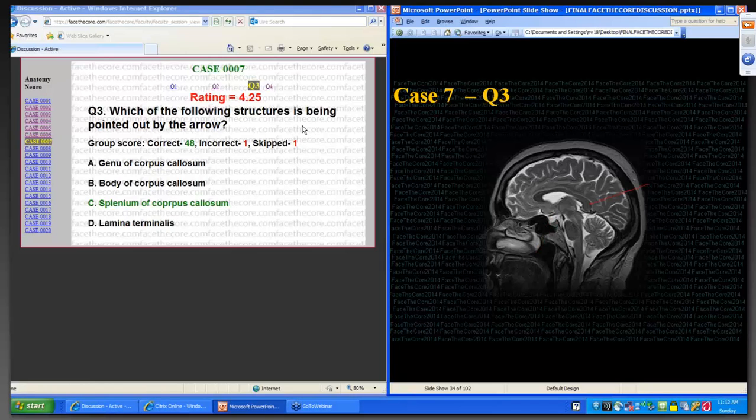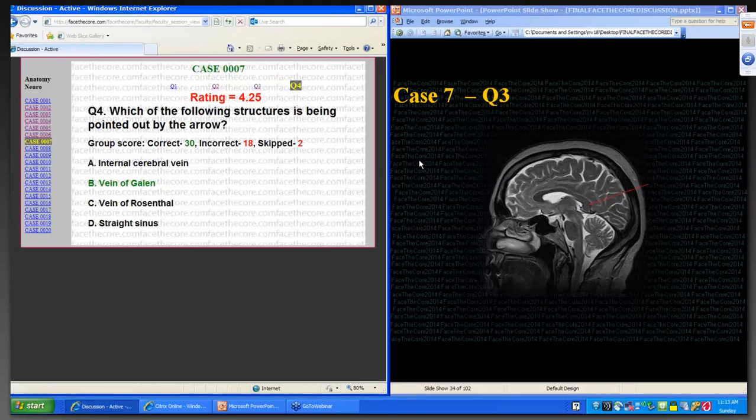Okay, which of the following structures is being pointed out by the arrow? So this is just getting to the callosal anatomy. Remember that the corpus callosum has 4 parts, this tapered antero-inferior end called the rostrum, then this bend, the genu, and then the larger portion is the body, and then finally the splenium of the callosum. So the correct answer here is C, splenium. The other one, lamina terminalis, by the way, is a structure that forms the anterior boundary of the third ventricle. So that's just that.